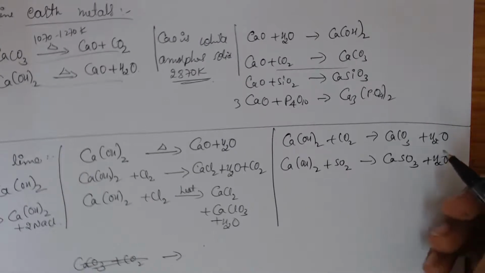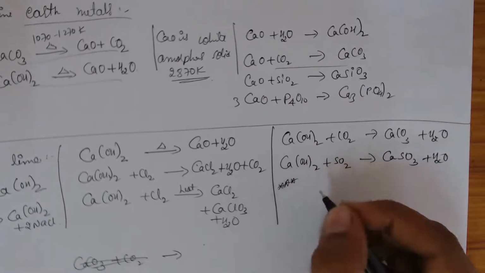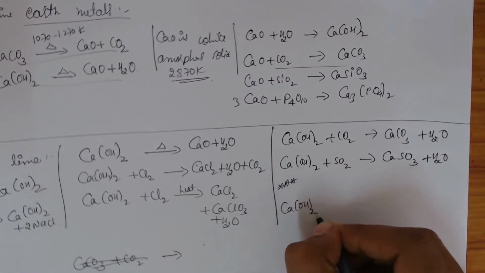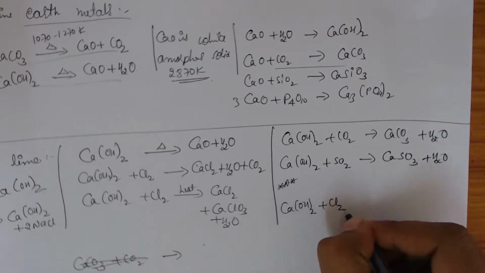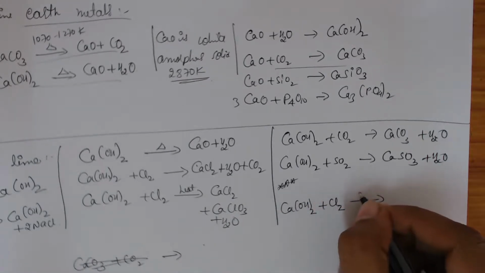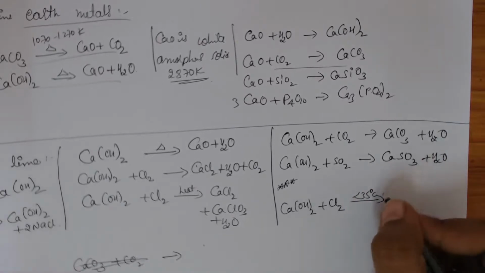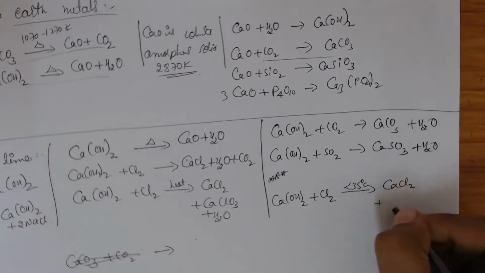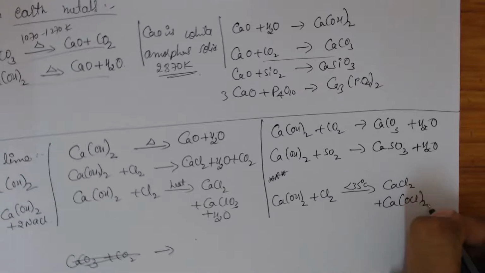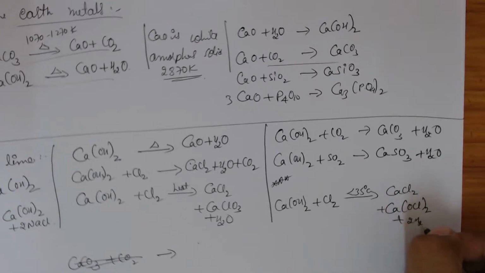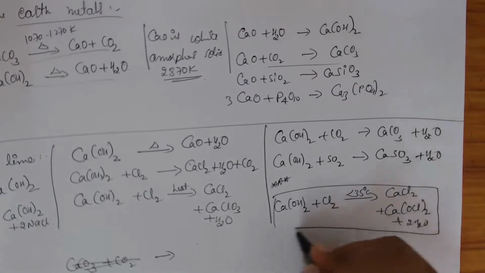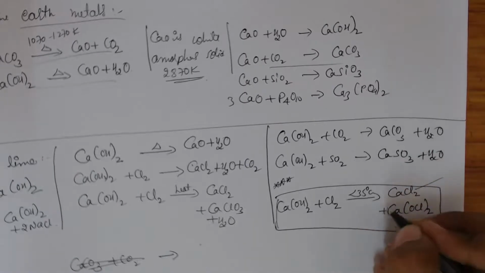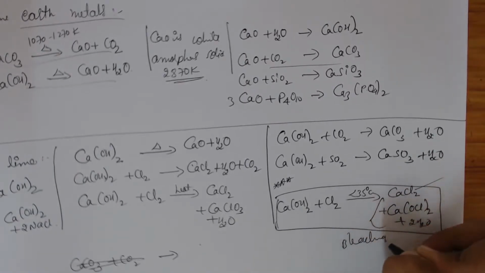Okay, a very important thing is the bleaching action. Ca(OH)2 in presence of Cl2 below 35 degrees Celsius forms CaCl2 plus Ca(OCl)2 plus 2H2O. This is very important, students, because this shows the bleaching action of calcium, and this is called bleaching powder.